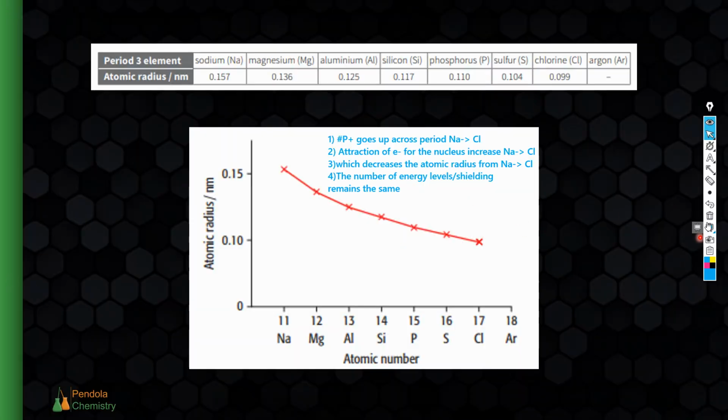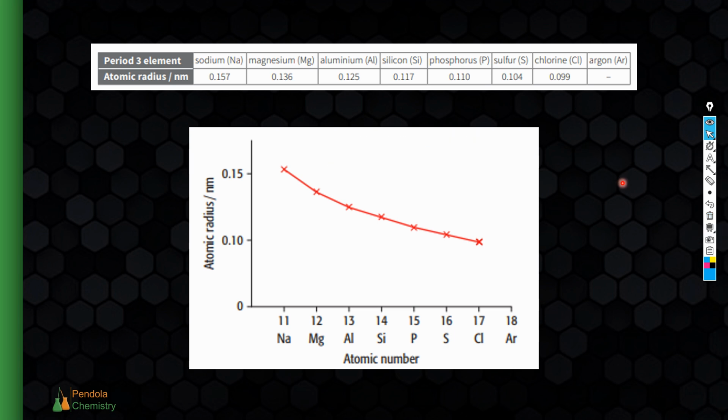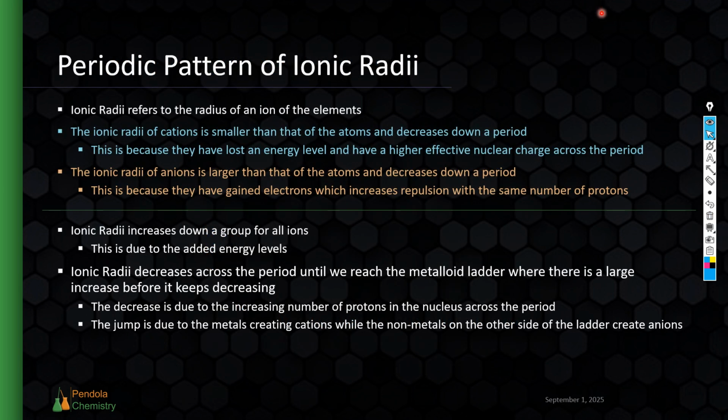Now that we talked about atomic radius, let's talk about ionic radius. An ionic radius basically has the same ideas, the same basis as atomic radius. So ionic radius refers to the radius of an ion of the element. So we're still looking at the same elements in theory, but we're looking at their ions, meaning once they have either gained electrons if they are anions, or lost electrons if they are cations.